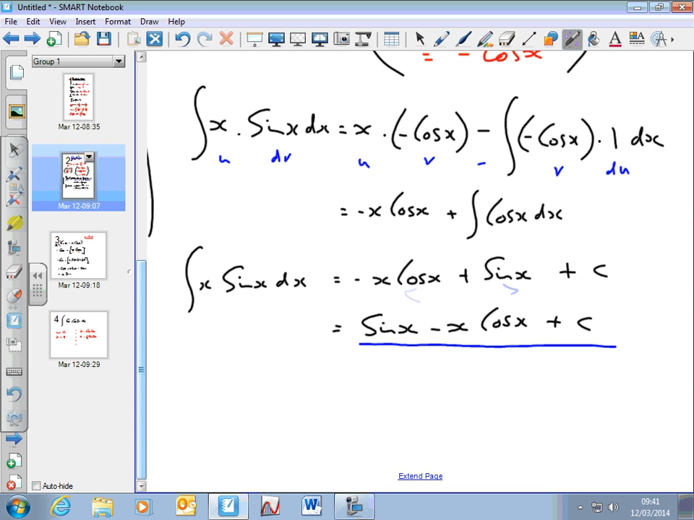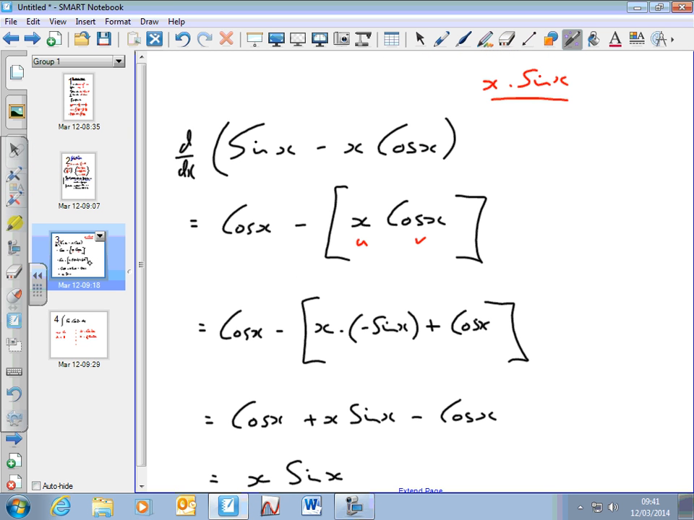And if you want a little extension activity, you could differentiate this and see that you get back to the original, which you should do. And there is the answer if you want to look at it, so you can print it out.